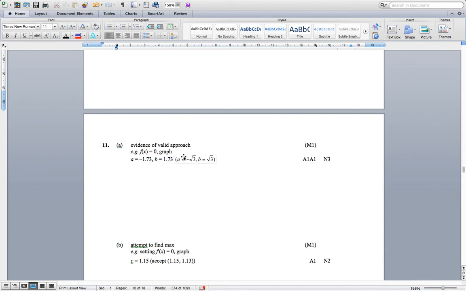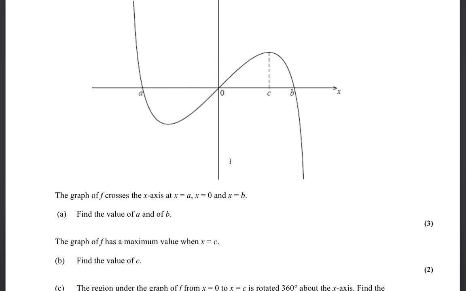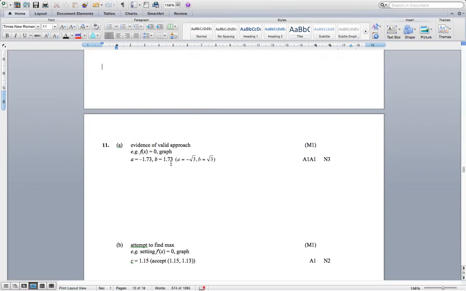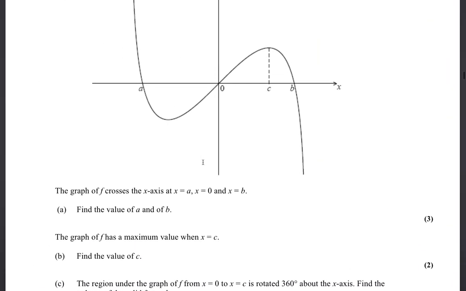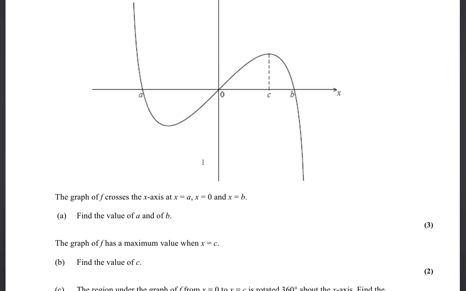So you can see, it's actually a 3-mark question, right? Yeah, it's a 3-mark question. So by writing both the answers correctly, you get 3 marks. So let's look at the next part. The graph of f has a maximum value when x equal to c. Find the value of c.